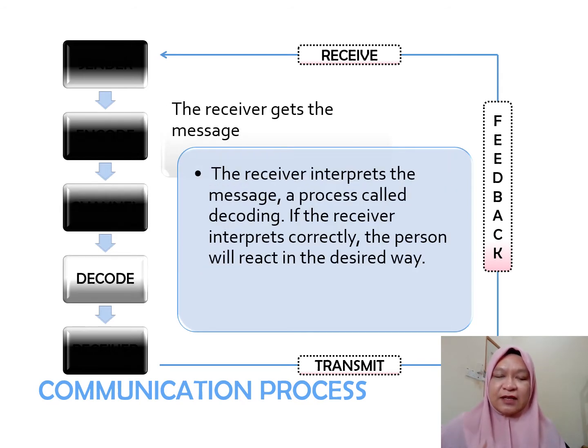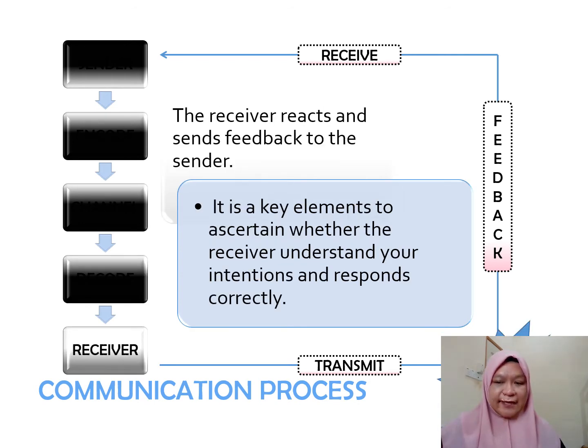After that, the receiver will get the message, and the receiver needs to interpret the message. When you get the message, you need to interpret what is the meaning of the message. This process of interpretation, we call decoding. If the receiver interprets correctly, the person will react in the desired way. When the receiver is able to digest and interpret correctly, and act according to the sender's intention, this is effective communication. Then the receiver will react and send back feedback to the sender.